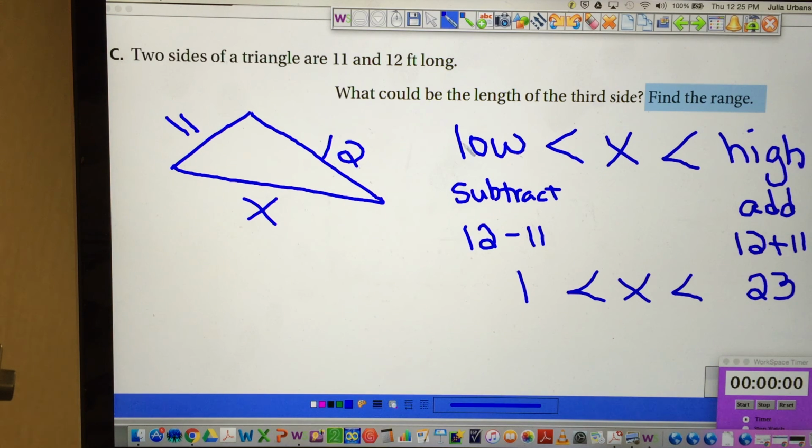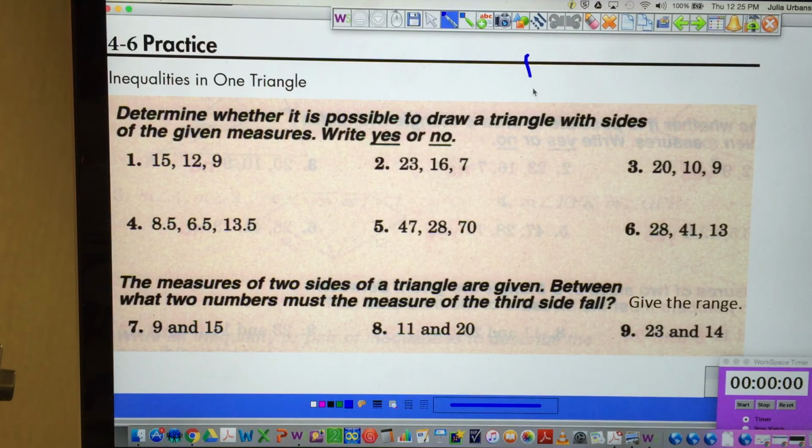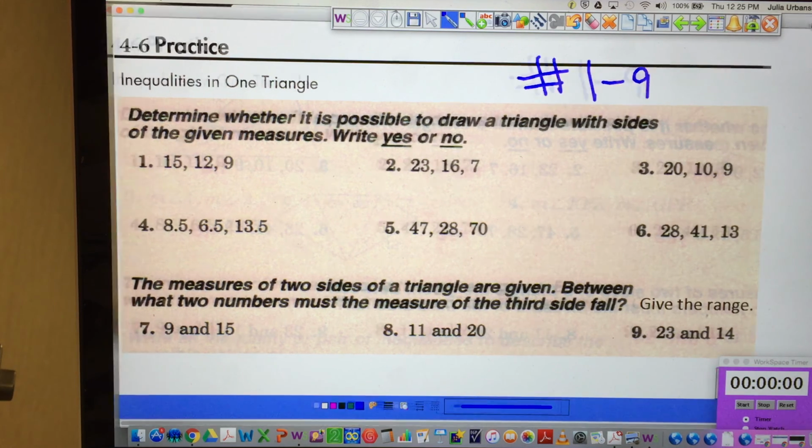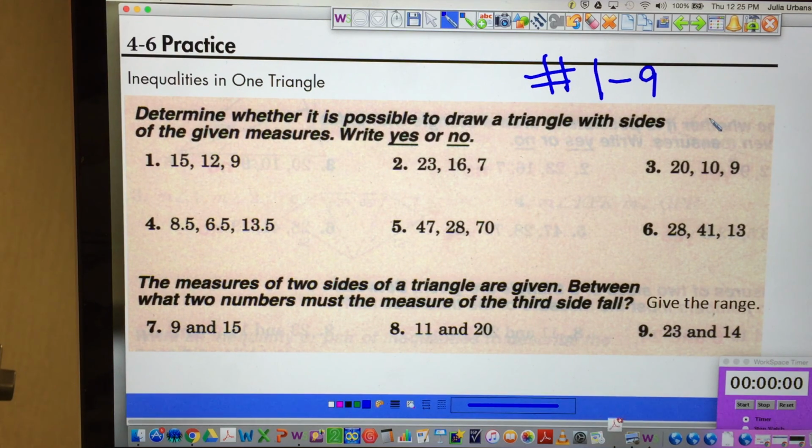On the back side, I just want to make sure you see the difference between the questions. So we're going to be doing number 1 through 9. If you don't finish it in class today, then that's your homework to finish number 1 through 9.